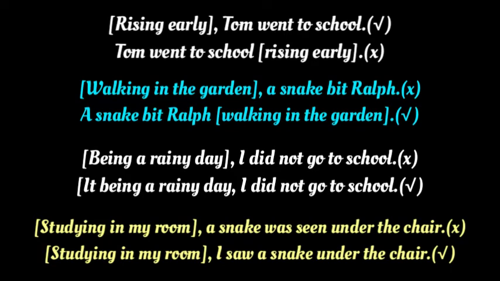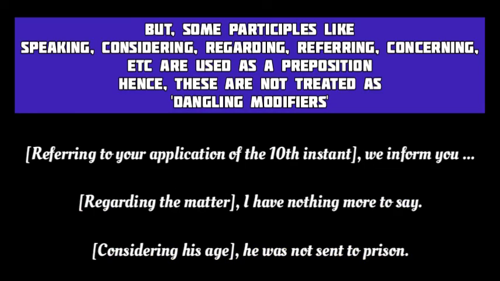So we can correct this sentence by providing a specific noun or pronoun for the participle phrase to modify in the sentence. "Studying in my room, I saw a snake under the chair." Now the participle phrase "studying in my room" modifies the subject pronoun I. It's clear that I was studying in my room when I saw a snake under the chair.